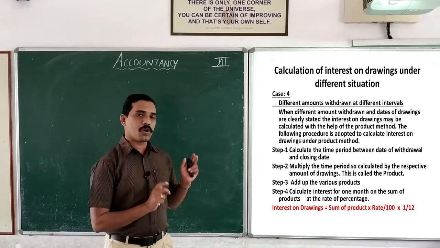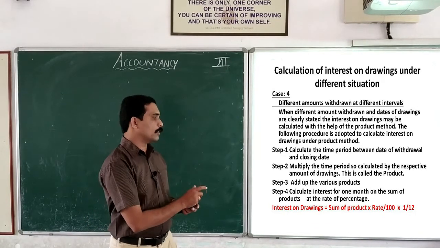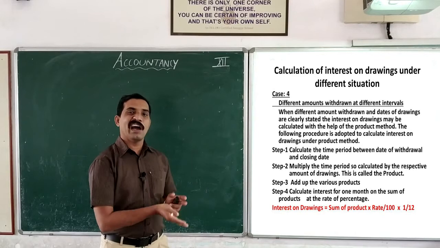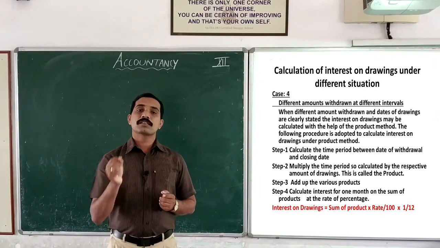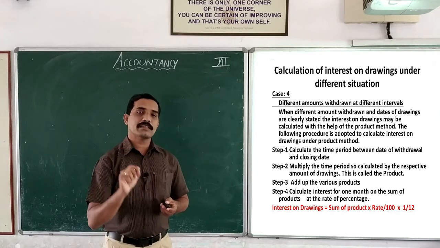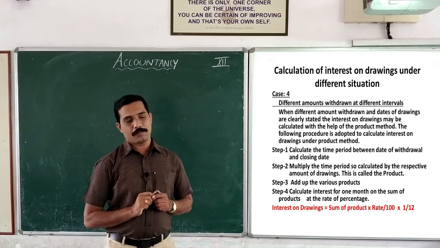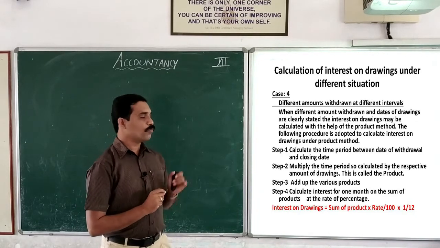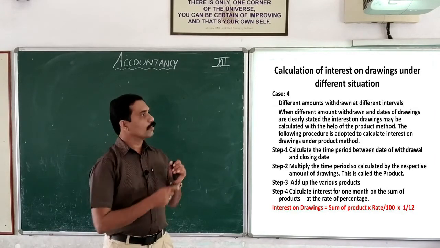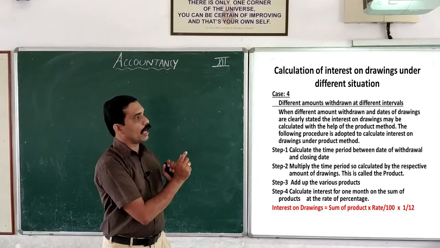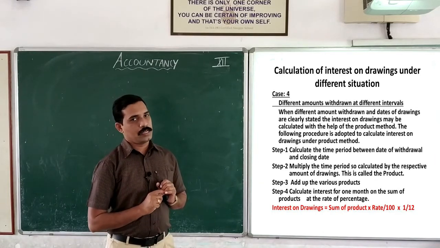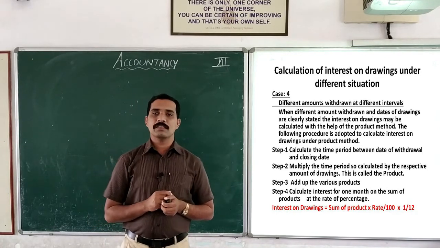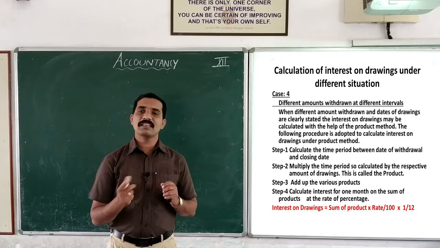And then the last step: calculate interest on drawings for one month on the sum of products at the given rate of percentage. What is the formula? Interest on drawings is equal to sum of products into rate into 1/12. Okay, so what is the case? Different amounts withdrawn at different intervals. I hope all are clear. On the basis of this, we can discuss the first example.